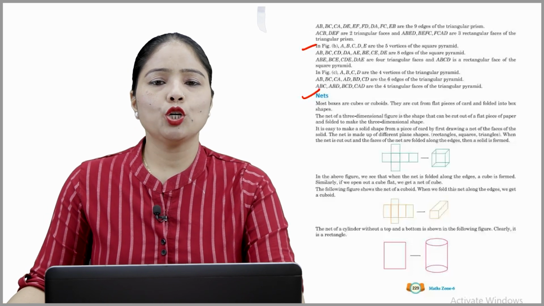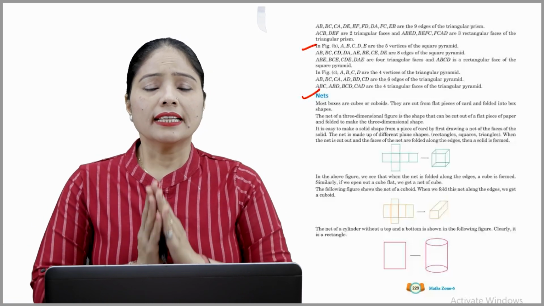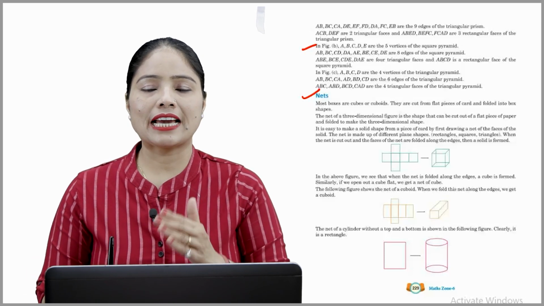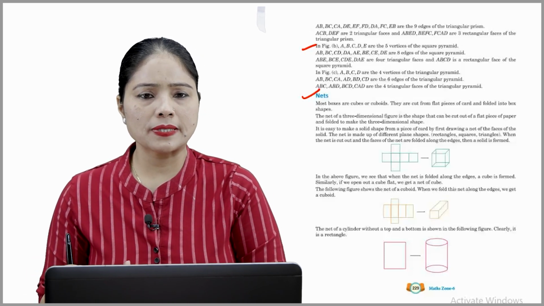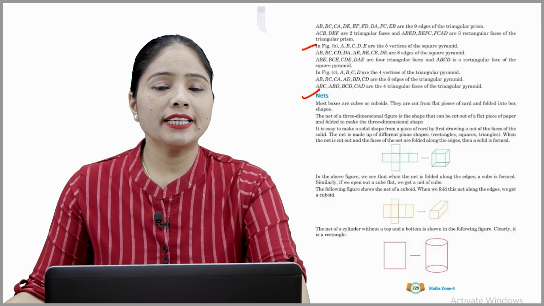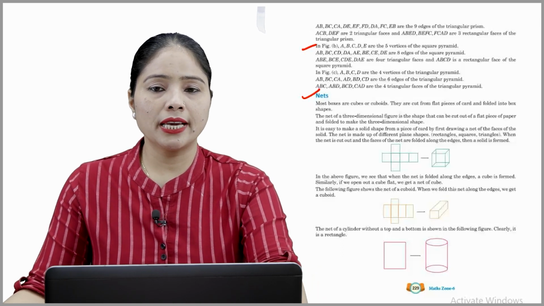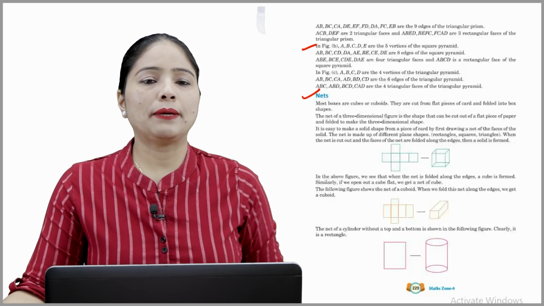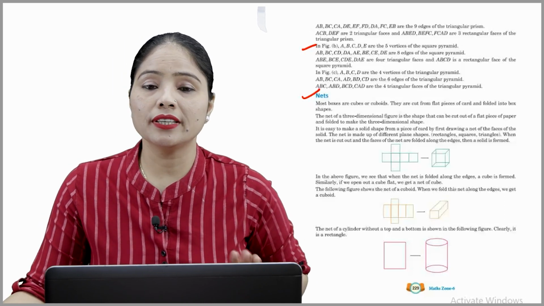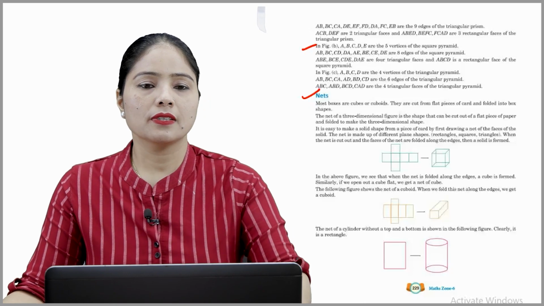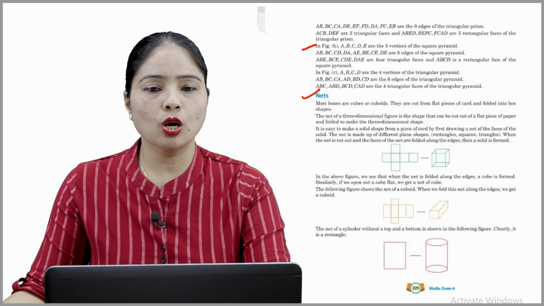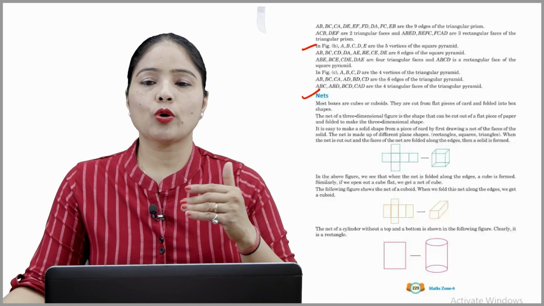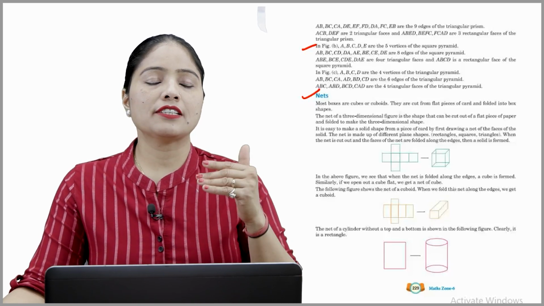Most boxes are cubes or cuboids. Okay. They are cut from flat pieces of card and folded into box shapes. The net of a 3-dimensional figure is a shape that can be cut out of a flat piece of paper and folded to make the 3-dimensional shape. It is easy to make a solid shape from a piece of card by first drawing a net of the faces of the solid.